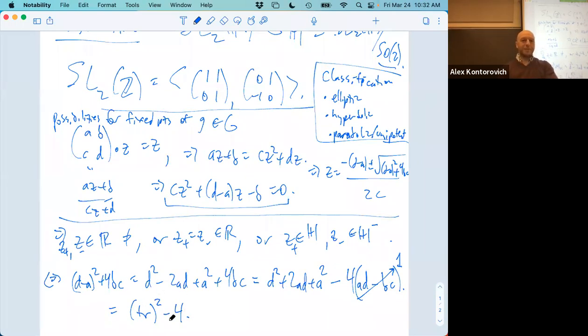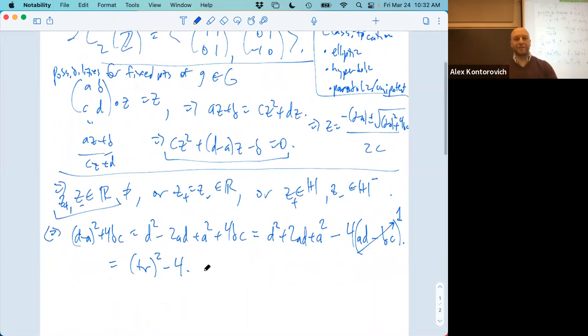Okay, so if this is positive, that's when we have 2 real eigenvalues. If this is positive, so we have 3 possibilities. Greater than 0, that means that the matrix is hyperbolic. Equal to 0.